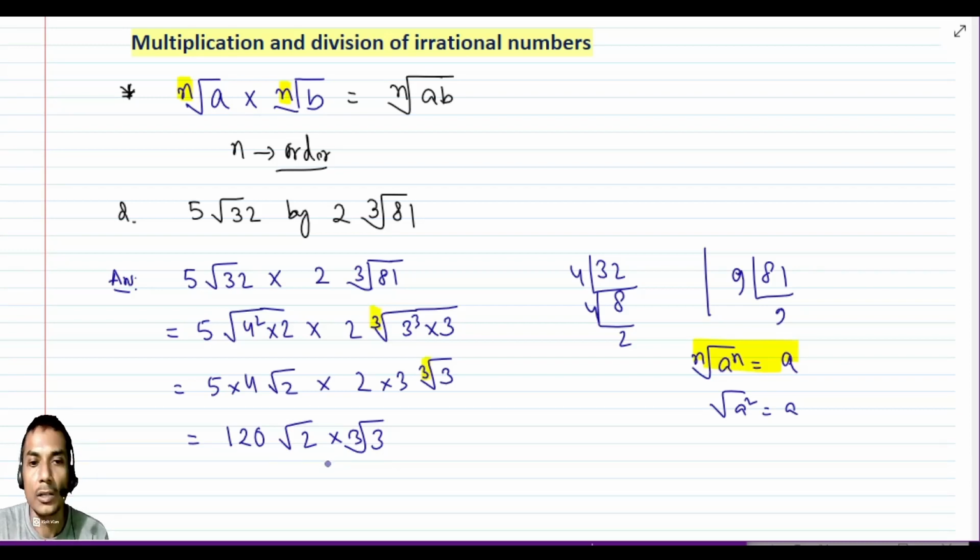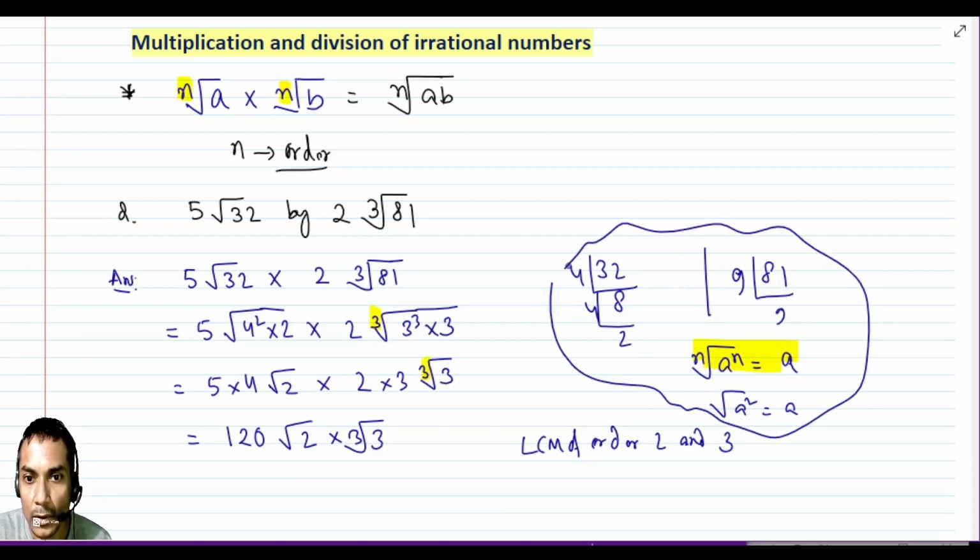Now we cannot do this multiplication because the order is different. Here the order is 2 and here it is 3, so it is not the same. So what do you have to do? We have to take the LCM of order 2 and 3. You already learned that root 2 means 2 root 2. Is it clear? So here actually the order is 2, so you have to take the LCM. So LCM is what? 6.